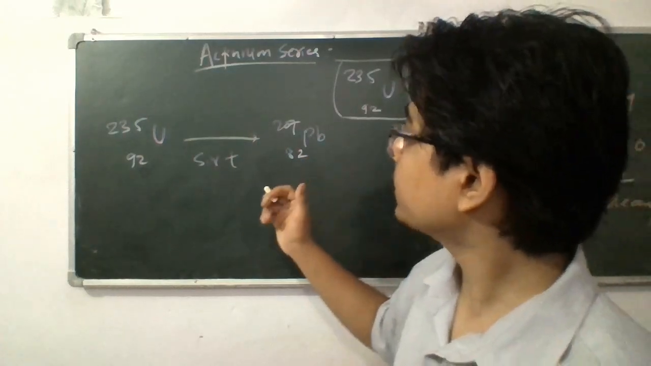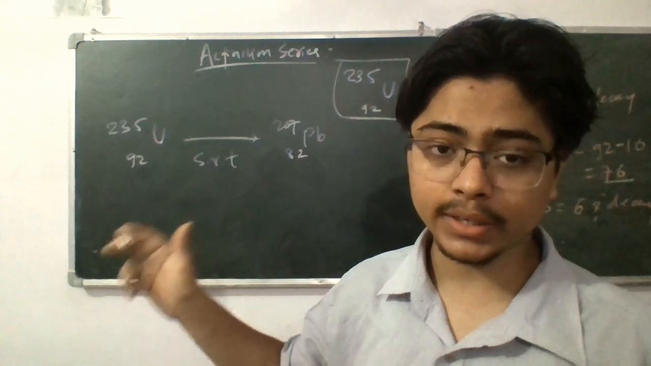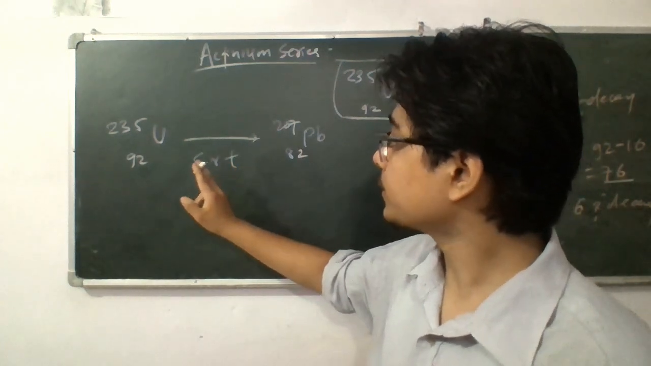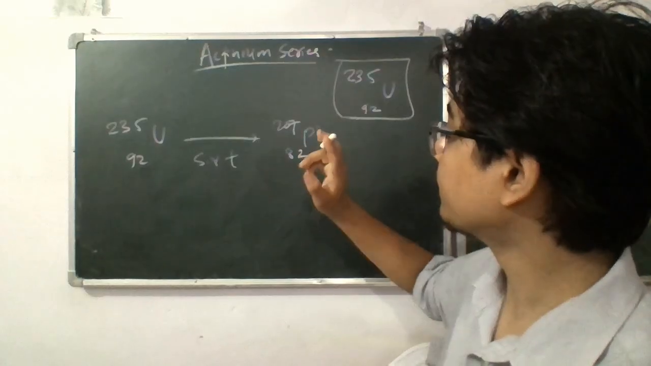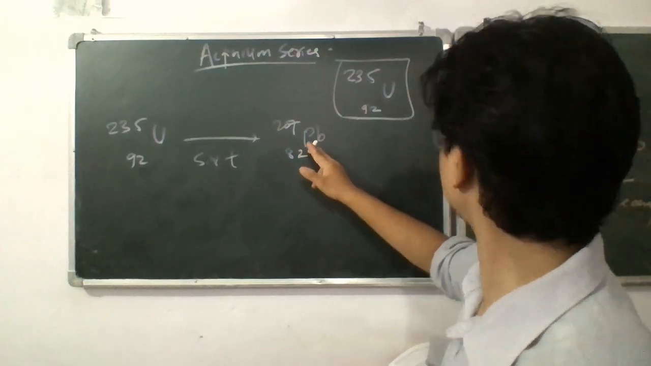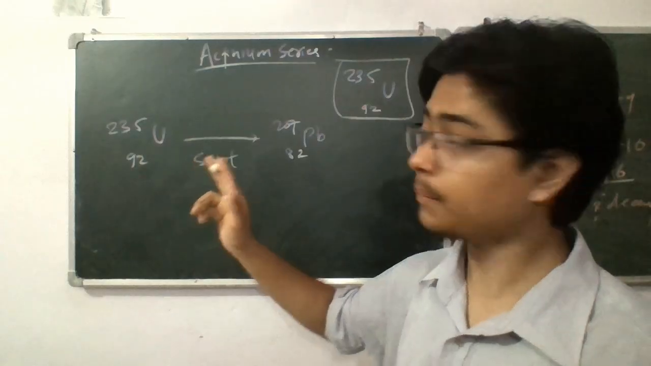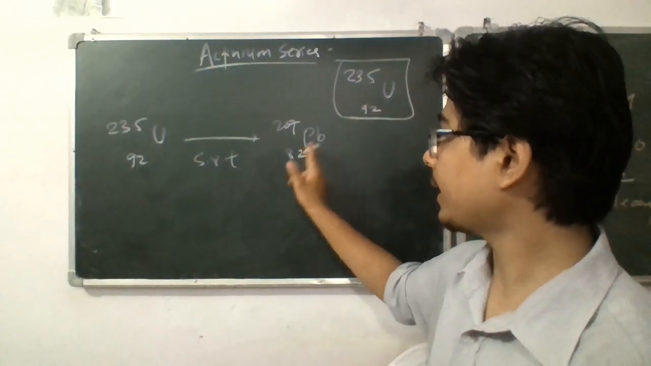Here we are talking about not uranium 238, but uranium 235, and when it goes through successive radioactive transformations, it will give us lead, which is Pb 207. Previously we had 206, right? But here we have 207 lead 82.